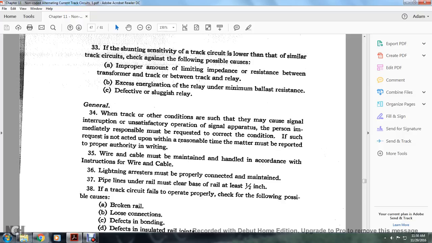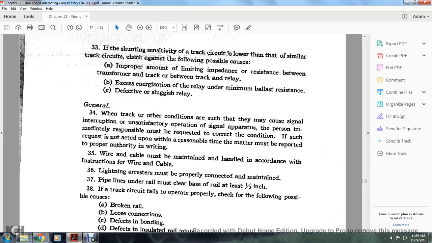General 34. When track or other conditions are such that they may cause signal interruption or unsatisfactory operation of signal apparatus, the person immediately responsible must be requested to correct the condition. If such a request is not acted upon within a reasonable time, the matter must be reported to the proper authority. 35. Wire and cable must be maintained and handled in accordance with the instructions for wire and cable.